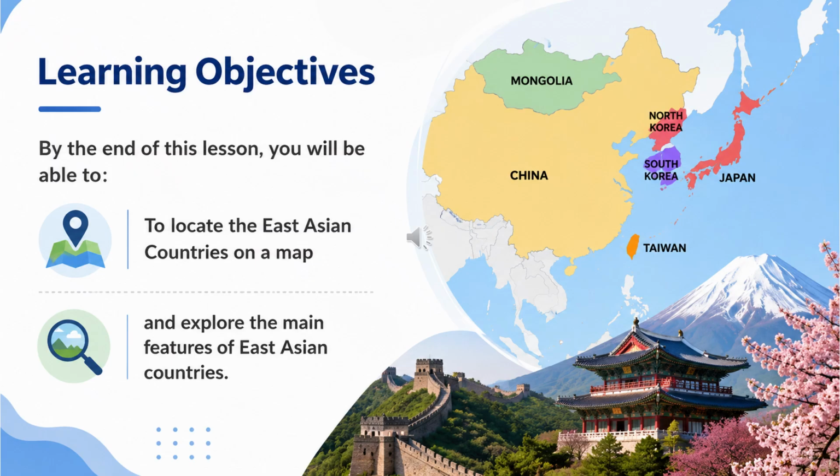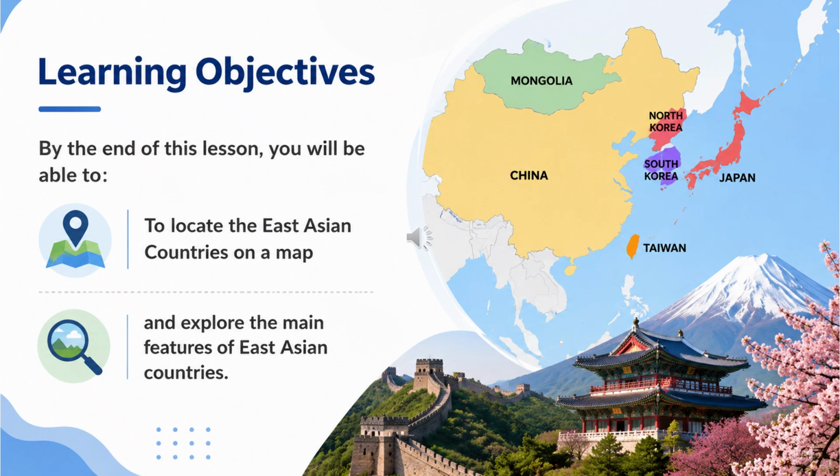Now that we have refreshed our previous knowledge, let's look at our learning objective. By the end of this lesson, you should be able to achieve two main objectives. The first objective is to locate the East Asian countries on a map. In other words, by the end of today's lesson, you should be able to identify where each East Asian country is located and recognize them on a map without any difficulty.